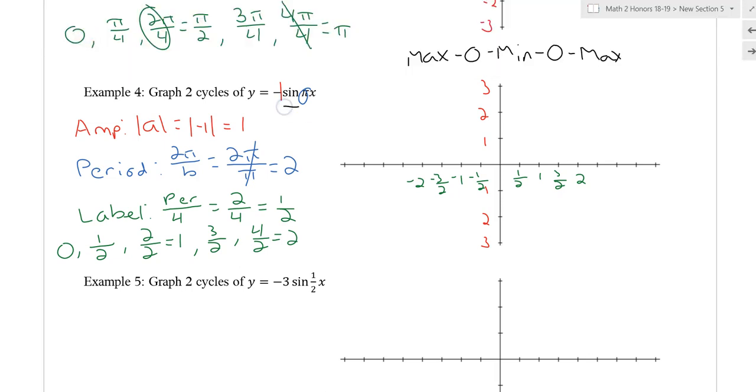Now this is sine, and sine is 0, max, 0, min, back to 0. So 0, our max is at 1, max, 0, min, 0. Going backwards, 0, min, 0, max, 0. So that's this function.